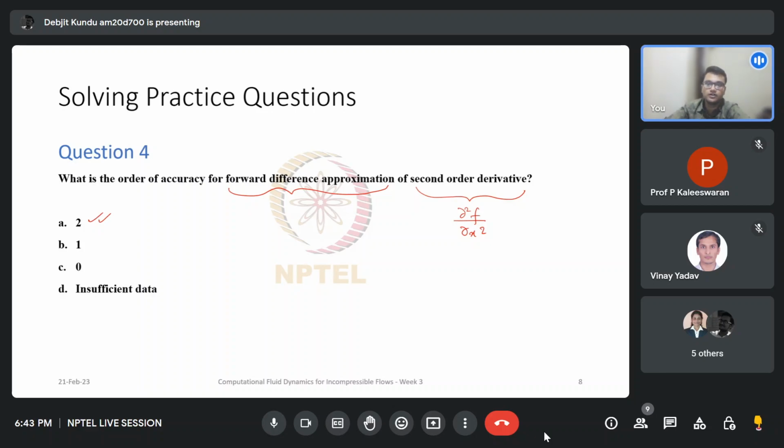So what is the order of accuracy for forward difference approximation of second order derivative? Is it option A 2, is it option B 1, option C 0, or option D insufficient data? We have another response in favor of option A. So three people in favor of option A. Any other option takers? Anyone?